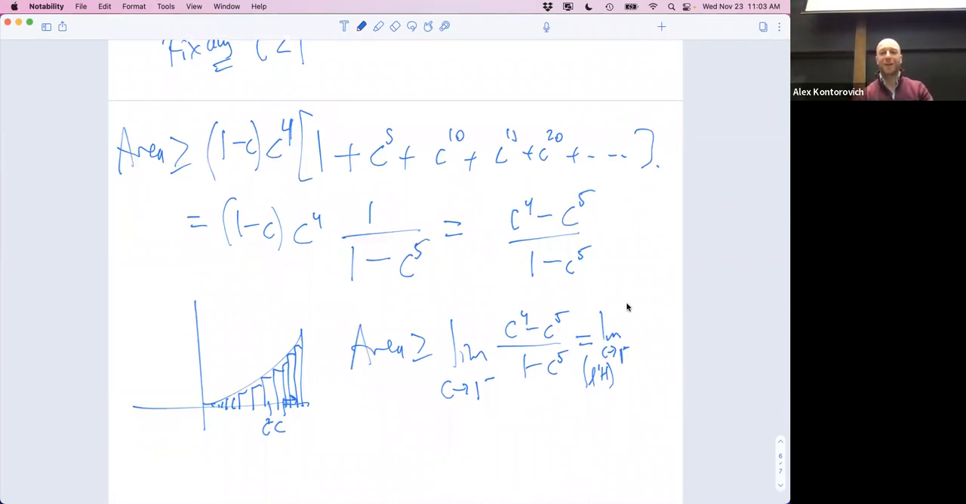So what's the derivative here? 4c cubed minus 5c to the 4th over negative 5c to the 4th. And what happens to that as c goes to 1? The denominator is negative 5, so it's no longer indeterminate. The numerator is negative 1. Negative 1 over negative 5 is 1/5. So this area, whatever it is, is at least 1/5. Everybody see that? All right, but that's a lower bound, Dan.